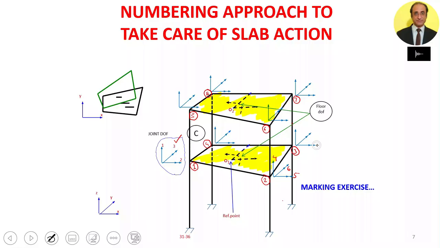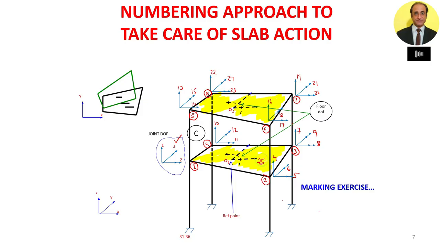Then similarly we have 7, 8, 9, then 10, 11, 12, 13, 14 and 15, 16, 17, 18, 19, 20, 21 and 22, 23, 24. So we have now labeled all the joint degrees of freedom, and after this we come to the floor degrees of freedom. The next numbering will start from 25.